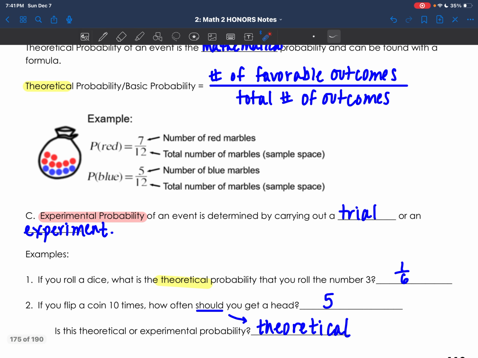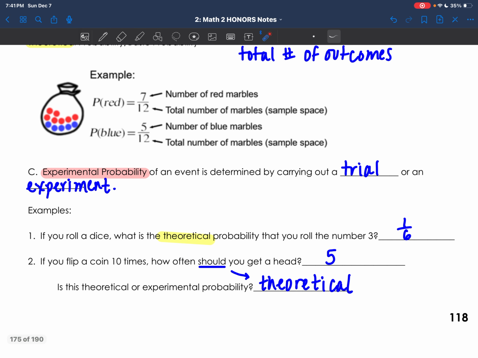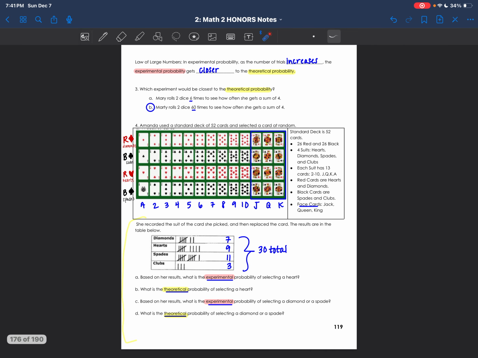So theoretical is what should happen. Experimental is what actually happens. Experimental probability of an event is determined by carrying out a trial or the experiment. If you roll a die, what is the theoretical probability that you'll roll the number 3? Well, there's only one 3 out of 6 total. And if you flip a coin 10 times, how often should you get a head? Well, you should get heads 5 times, because if it were equally likely, it would be 5 heads, 5 tails. So that's theoretical, but that's not always what happens. So make sure you get that down.